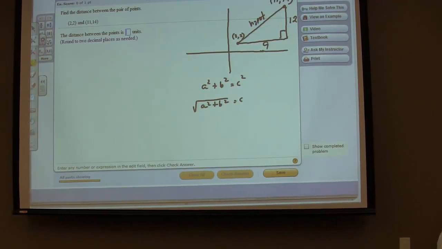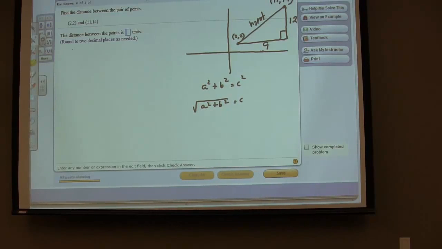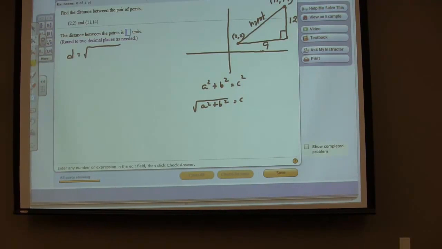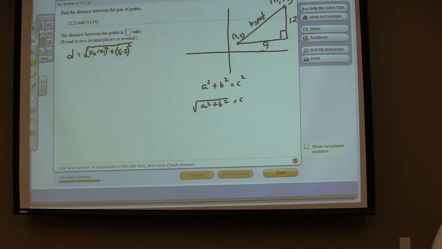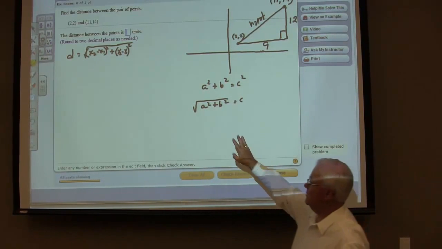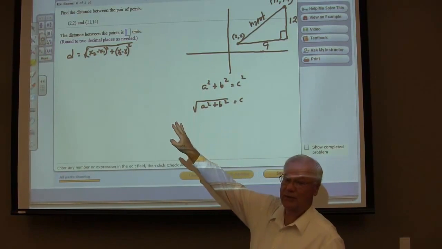And so in your book you've seen this equation called the distance equation, which is the square root of x2 minus x1, well that's the distance between the two x's, squared, plus y2 minus y1, that's the distance between the two y's, squared. And that's exactly the same equation as this. So that's where that comes from.